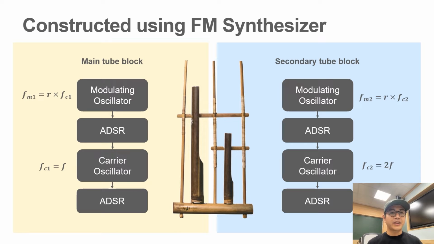And inside the FM synthesizer, there are 4 main subcomponents. First one is the modulating oscillator, and then there is an ADSR envelope, and then there is a carrier oscillator, and then finally the ADSR envelope.